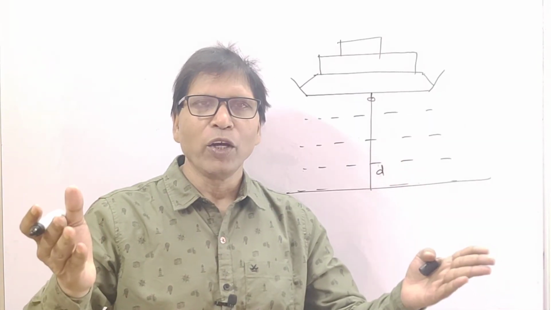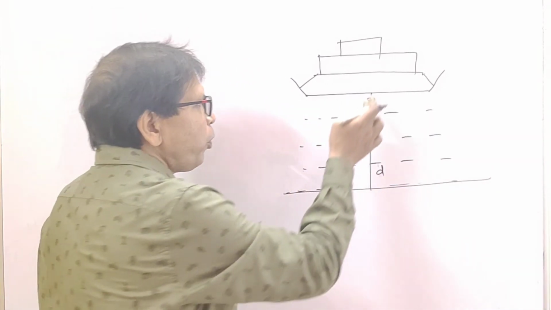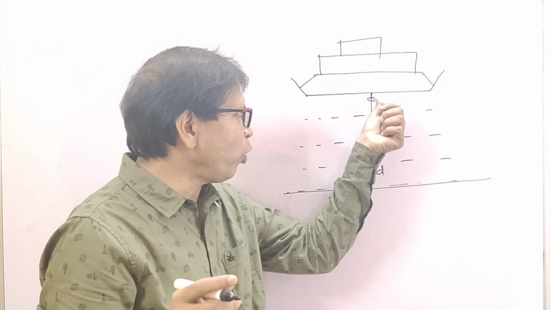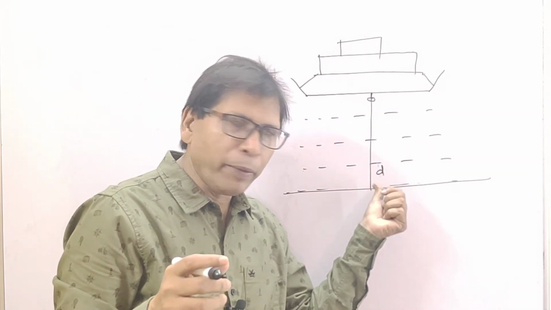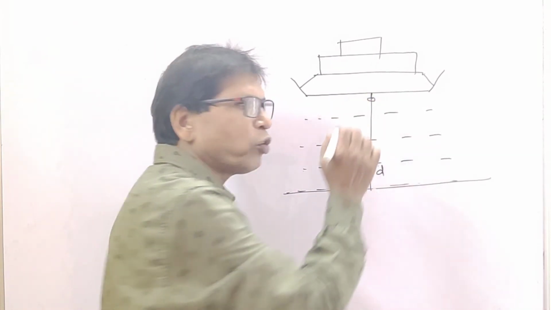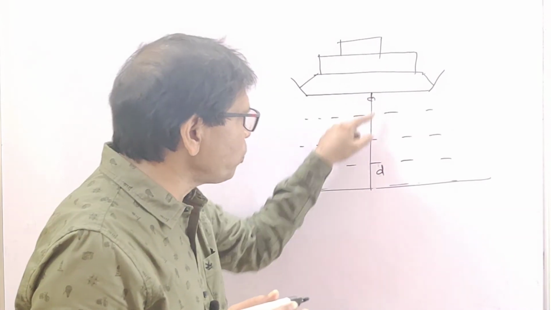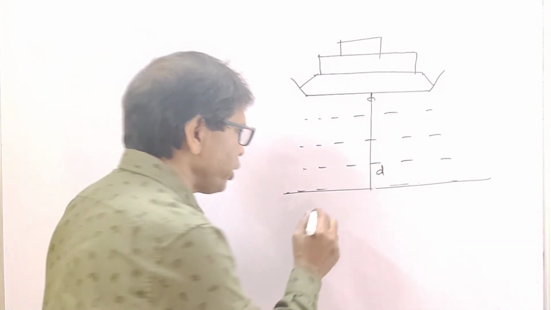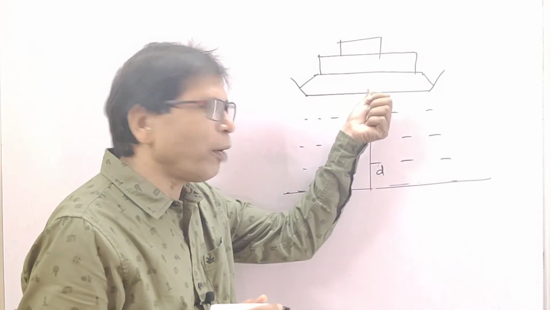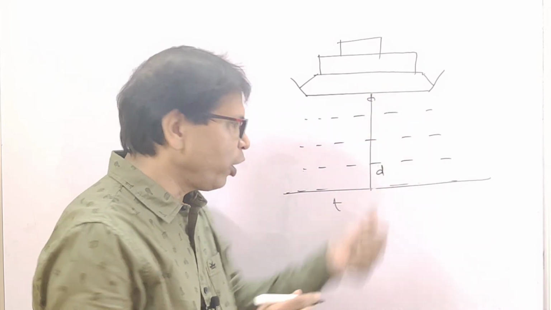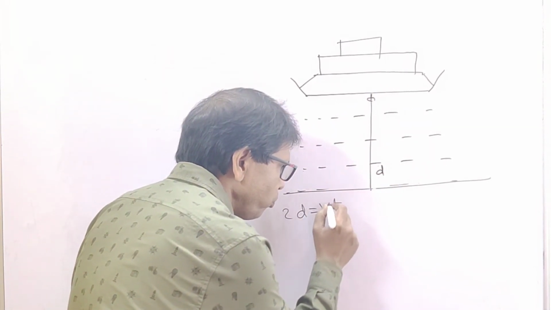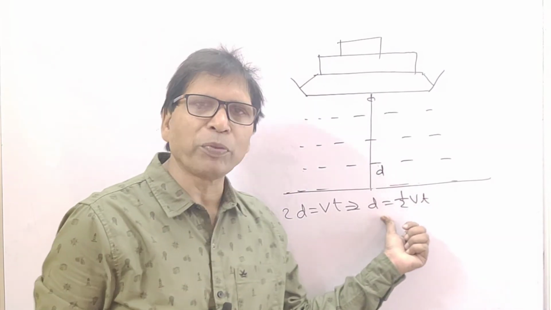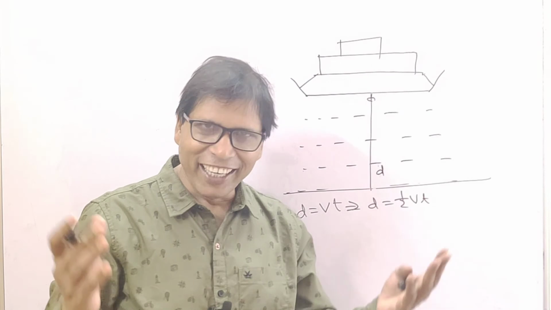Now with the help of sonar, we can measure the depth of the sea. Suppose the depth of the sea is D. A sonar produces sound from here. This sound moves towards the seabed, and after reflection at the seabed, the sound again reaches the sonar. The time interval between production and detection of the sound wave in the sonar is small t. So in time t, the distance traveled by the sound wave is d and again d. So 2d equals v into t. Therefore, d equals half vt is the depth of the sea.